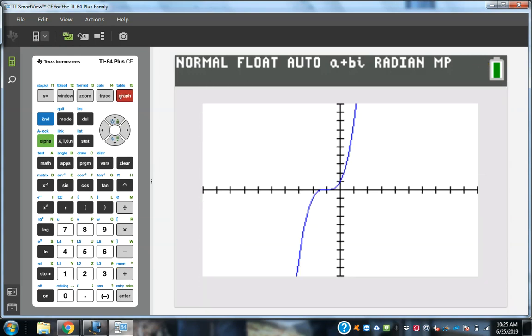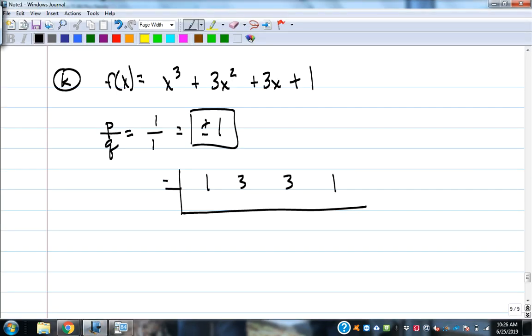Huh. Well, this one looks like it only crosses the x-axis at that one spot. At -1. If I hit trace -1, well, that's the one I got to use. It's the only one I see, right? So -1 goes on my shelf. Drop a 1 down, multiply. Just go through the work. 2. And there's that 0 in the remainder spot, so I know that's right.